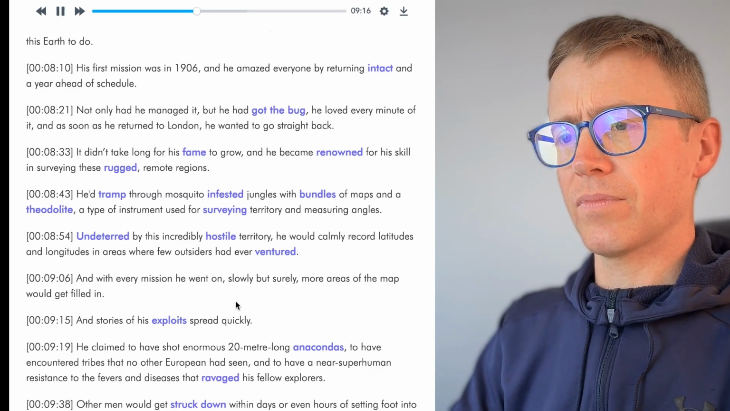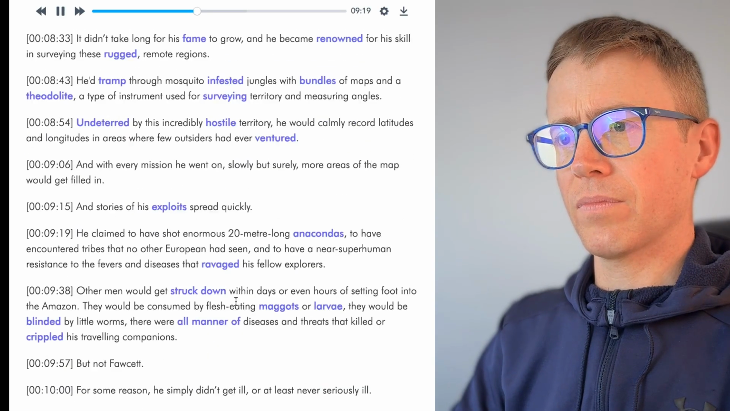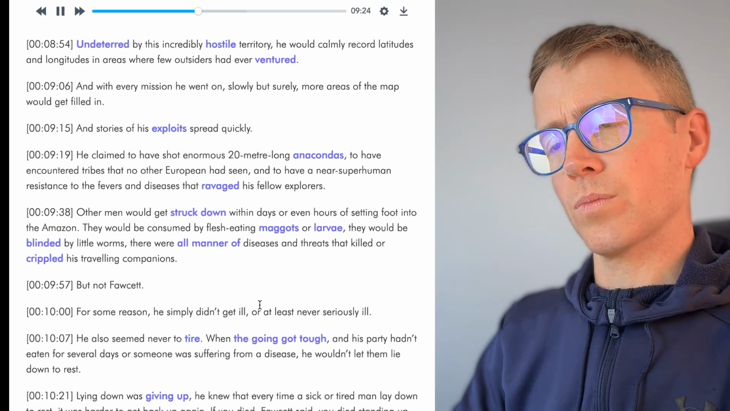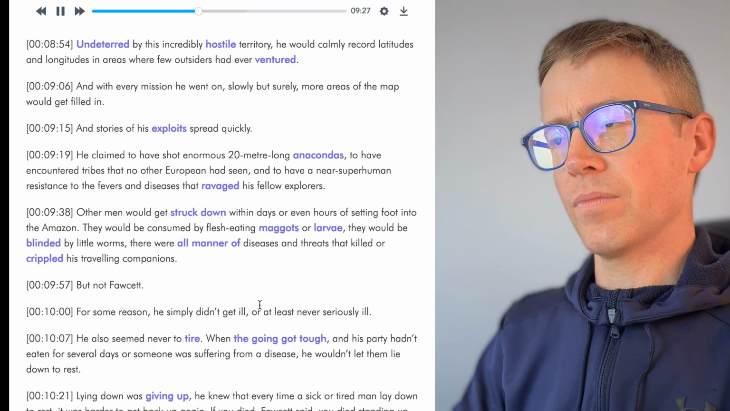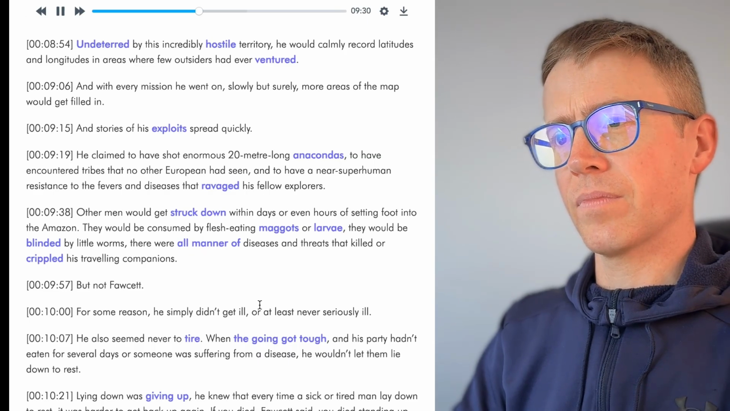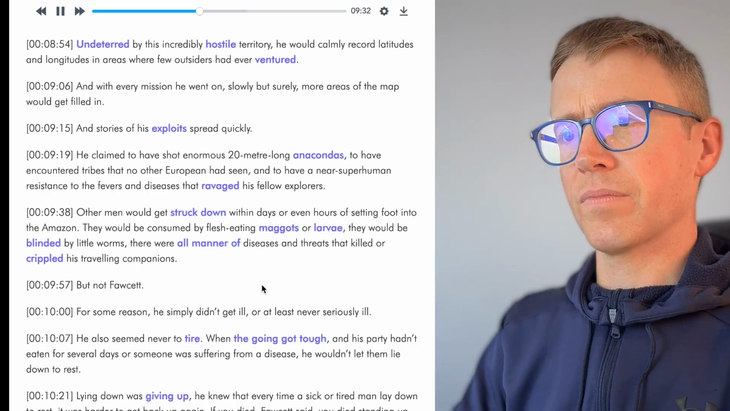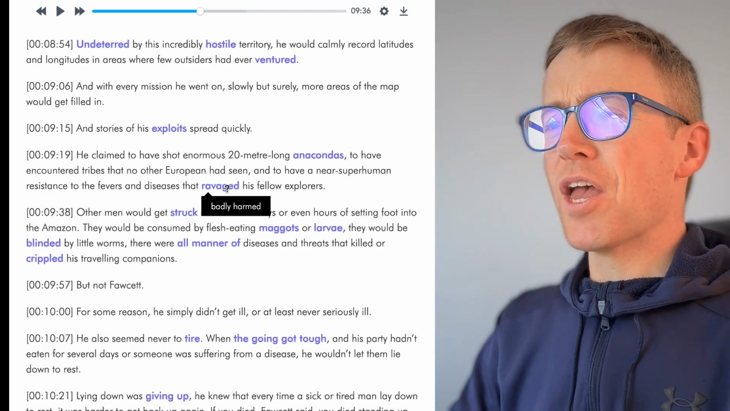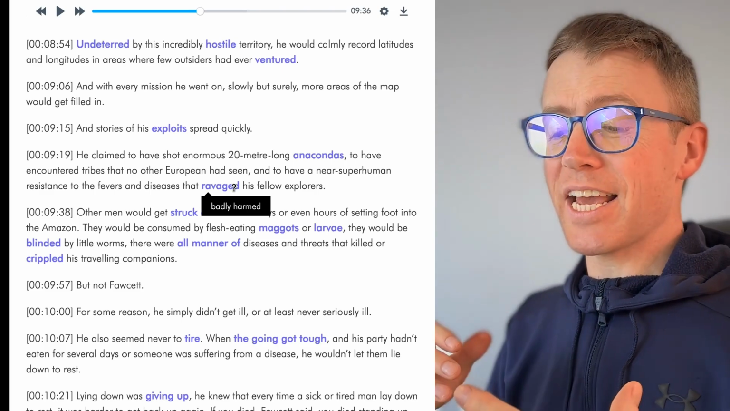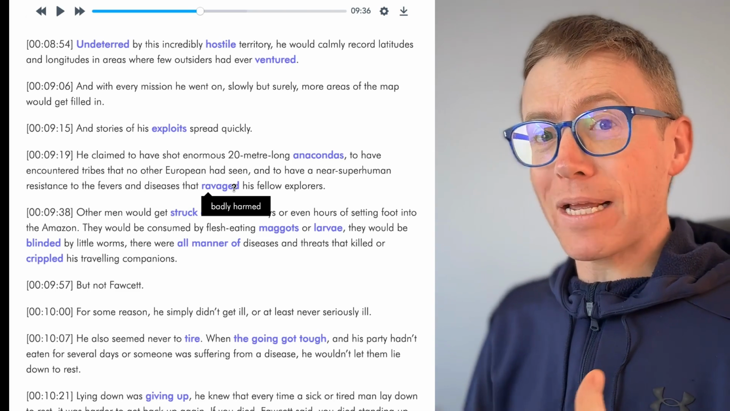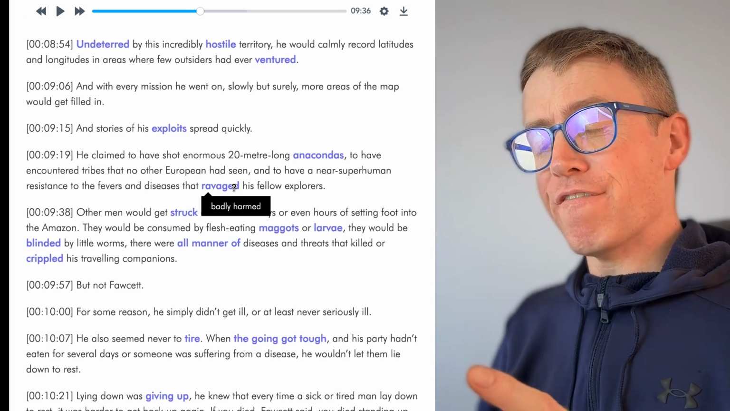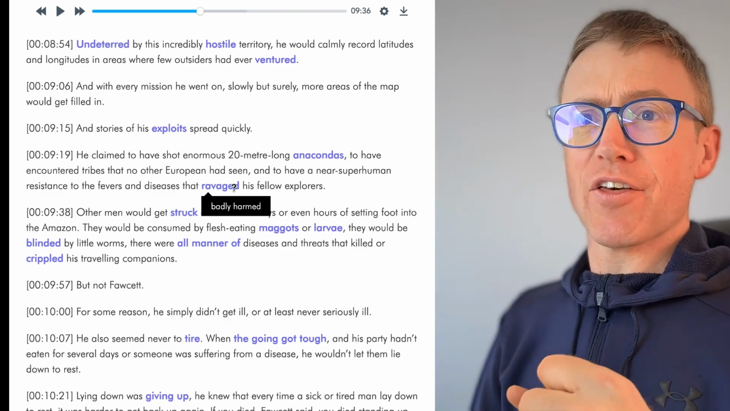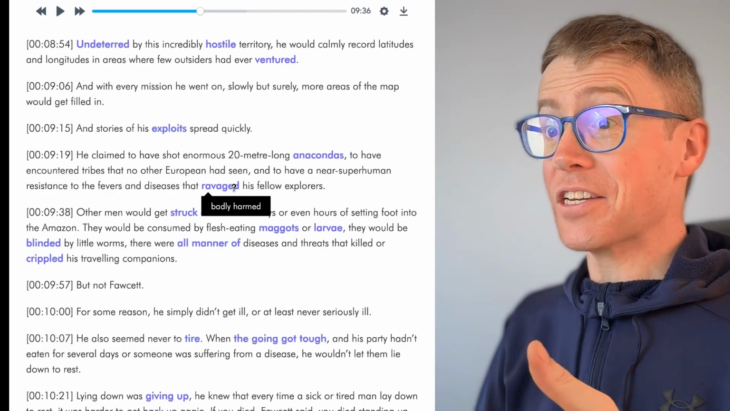And stories of his exploits spread quickly. He claimed to have shot enormous 20-meter-long anacondas, to have encountered tribes that no other European had seen, and to have a near superhuman resistance to the fevers and diseases that ravaged his fellow explorers. So, ravaged here is the idea of really badly harming someone, often in a very fast and unpredictable way. So, you can say that the population was ravaged by disease, let's say.